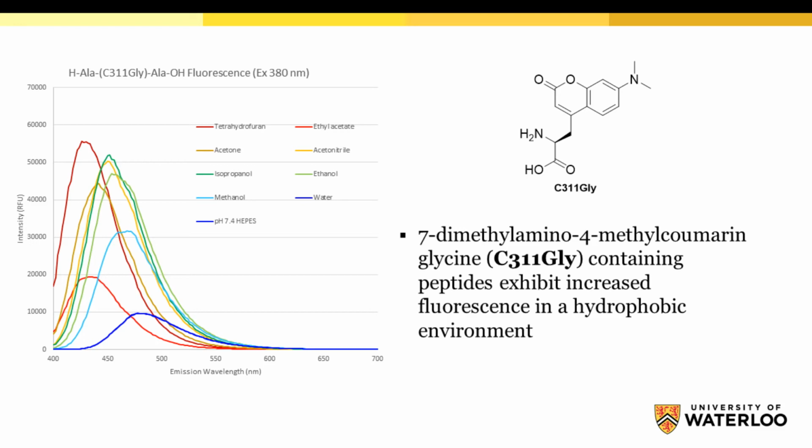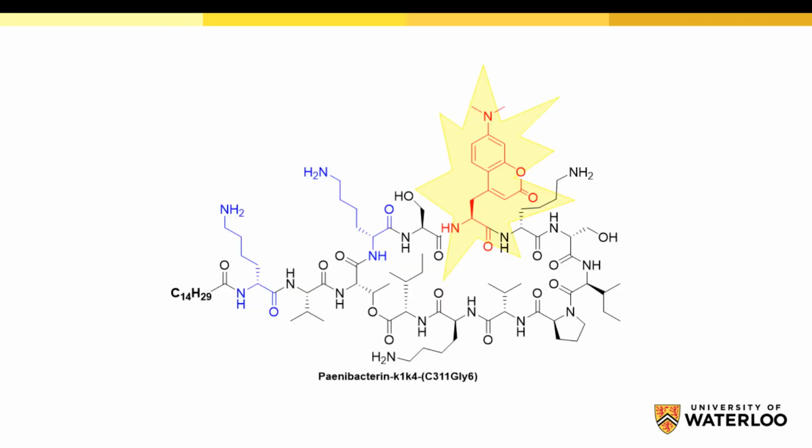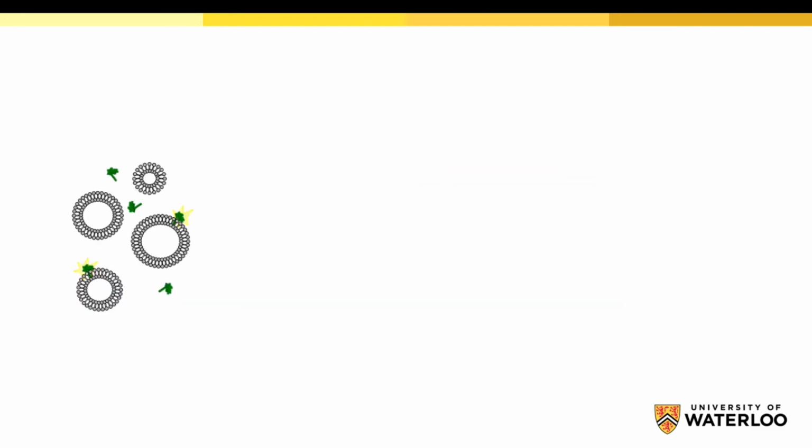This amino acid can be incorporated into peptides and exhibits an increase in fluorescence as it enters a hydrophobic environment, such as the interior of a bacterial membrane. Using a coumarin-Paenibacterin analog, we will be able to identify membrane targets by varying the composition of model cell membranes in the form of small unilamellar vesicles ranging from 15 to 30 nanometers, and monitoring an increase in fluorescence as the peptide inserts into the lipid bilayer.